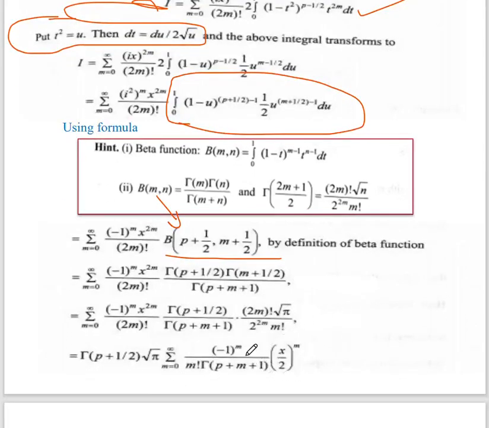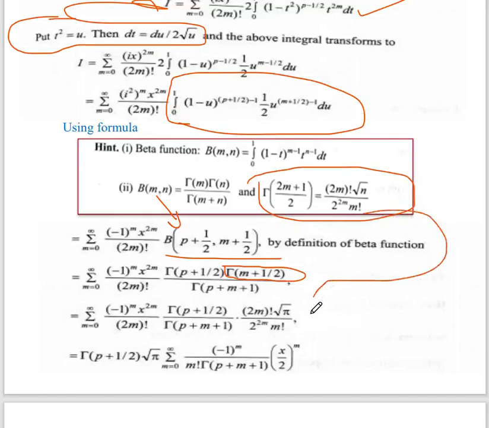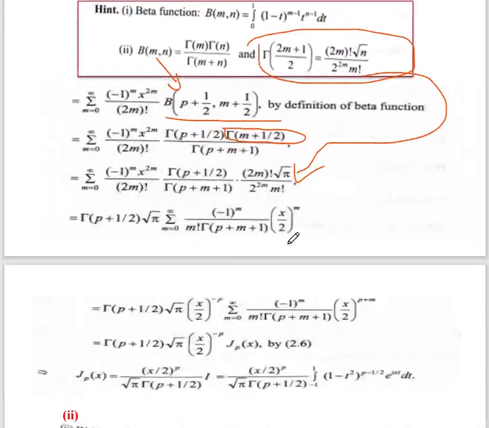Okay, so next term will be, that is this gamma p plus 1 by 2 as it is, gamma p plus 1 m plus 1 as it is, and the value of this gamma of m plus 1 by 2, that is 2m factorial under root pi upon 2 to the power 2m m factorial. Okay, by using this formula, gamma of 2m plus 1 by 2, we can write these steps. Now we will rearrange the terms.